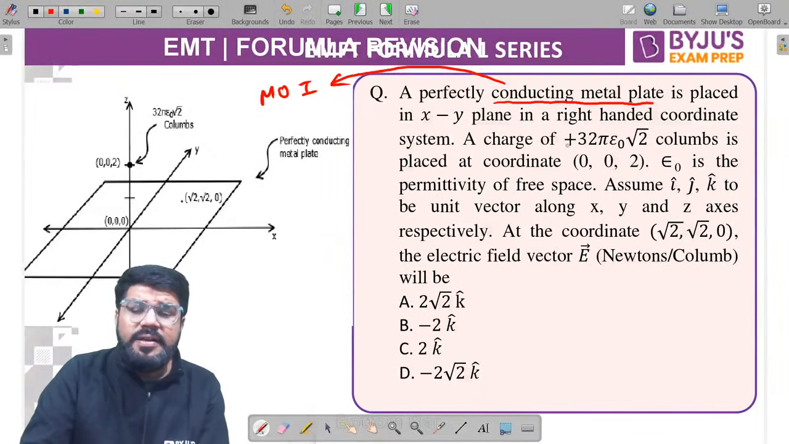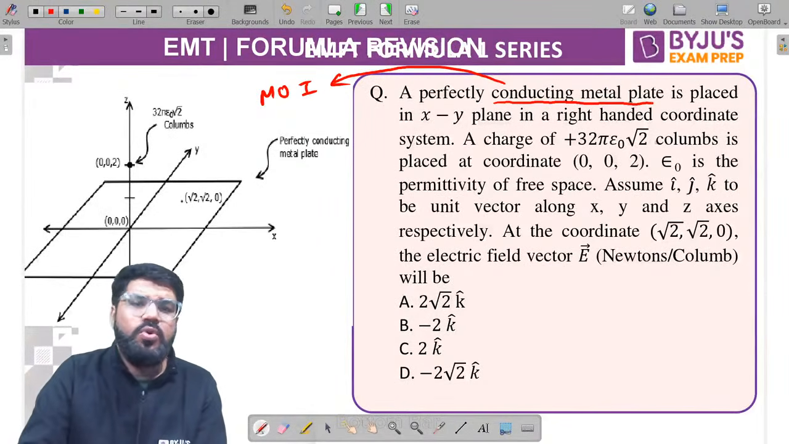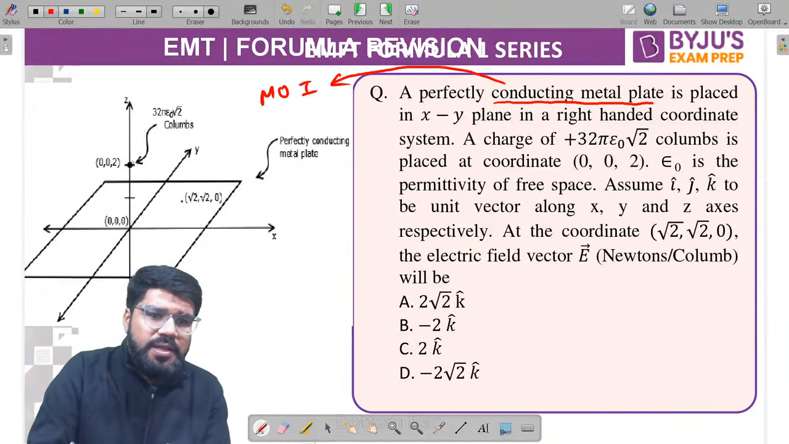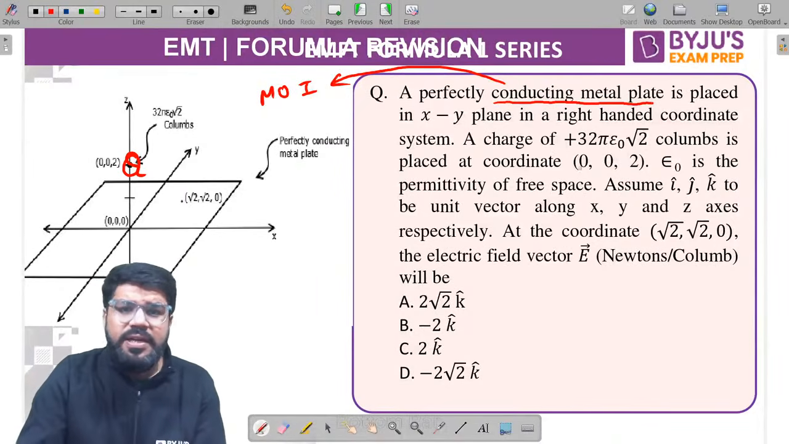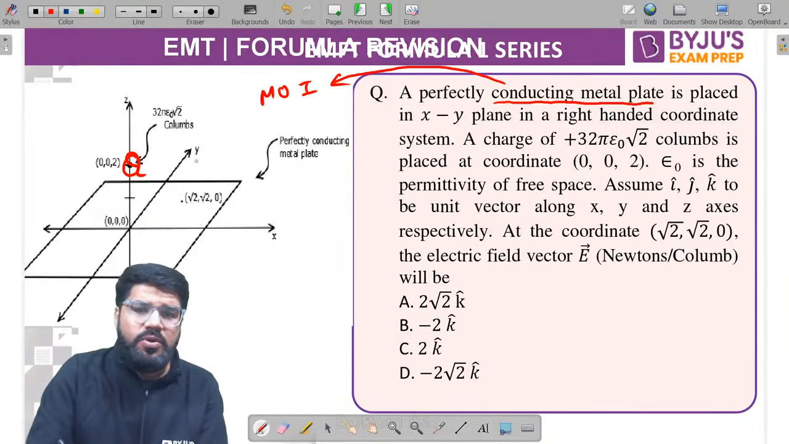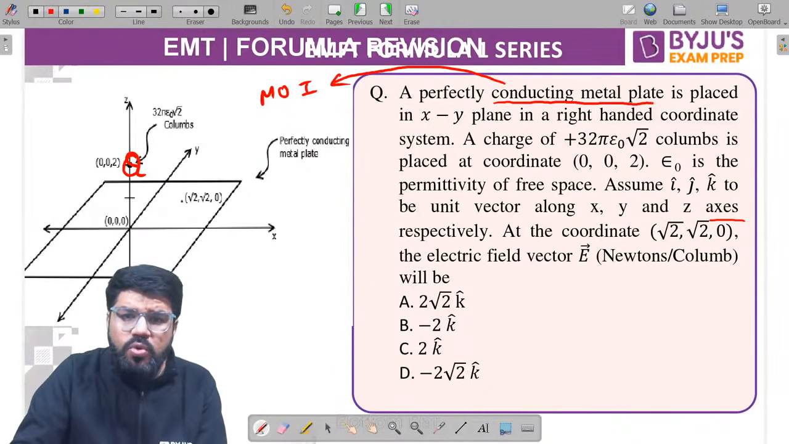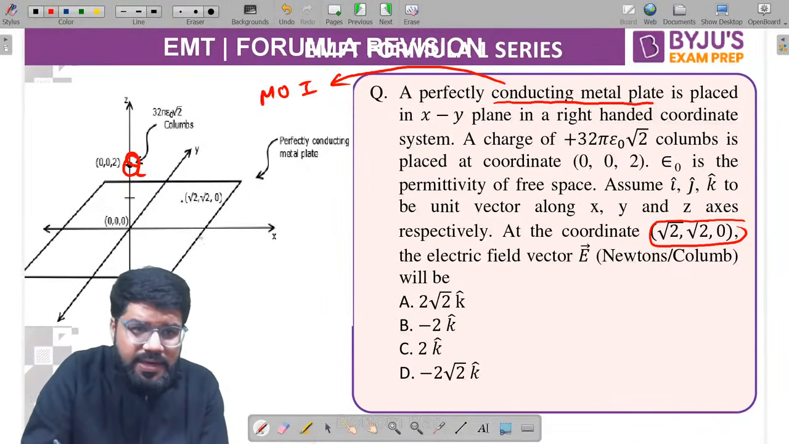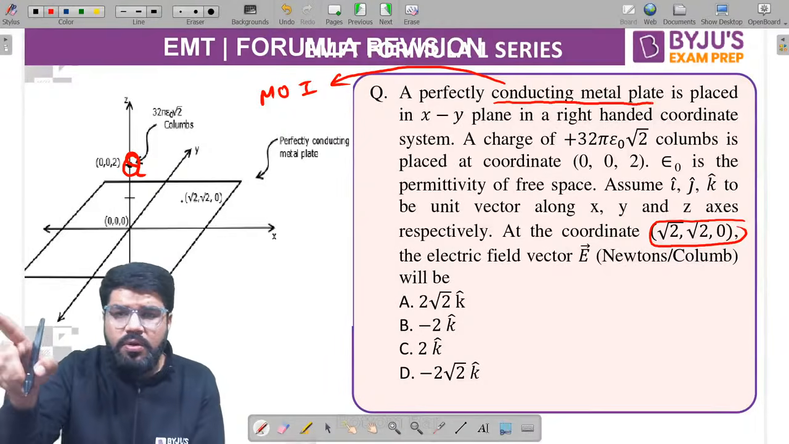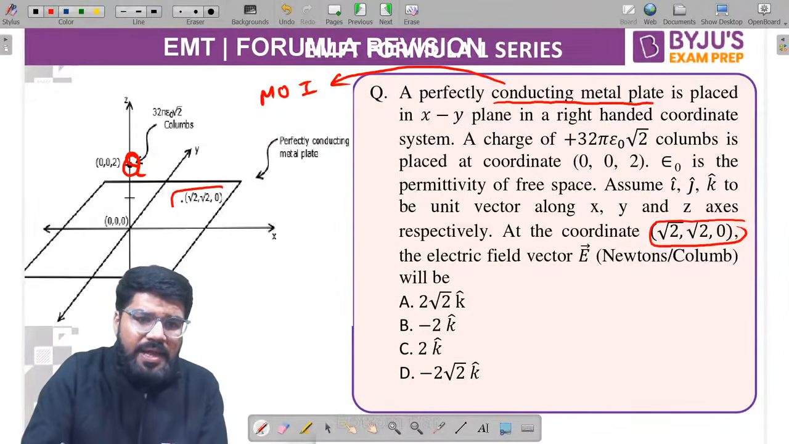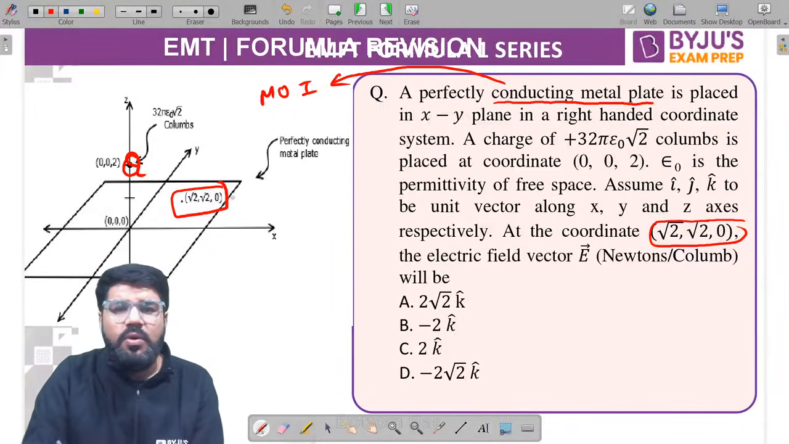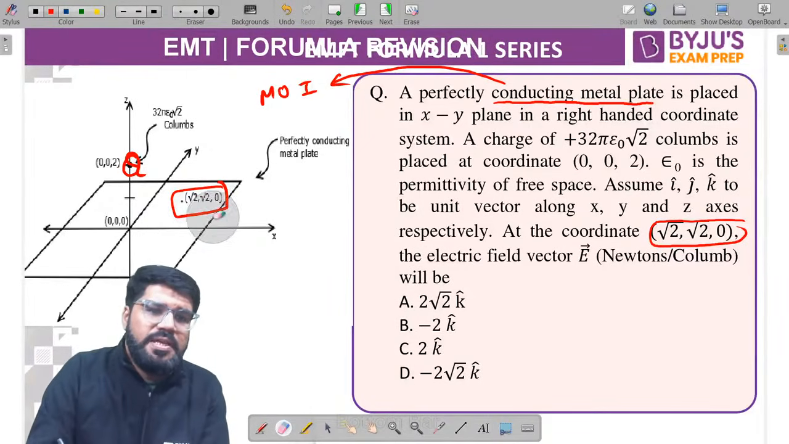A charge of 32 pi epsilon naught root 2. Let's say this is some charge q, located at the coordinate 0, 0, 2. At the coordinate root 2, 0, that is x, y, 0 with z equal to 0, on the xy plane, what is the electric field?